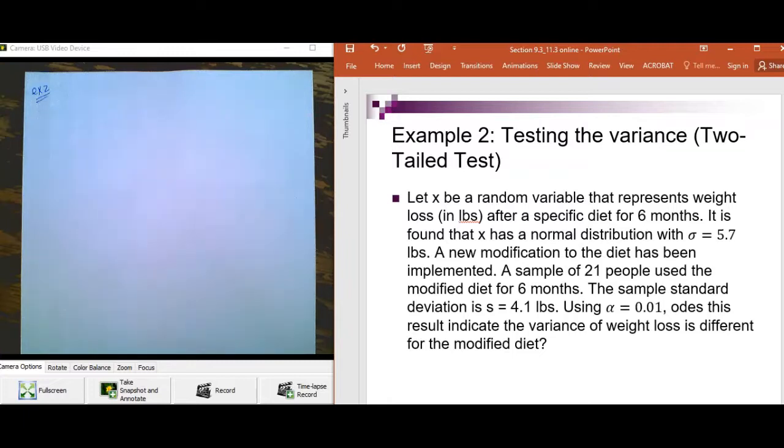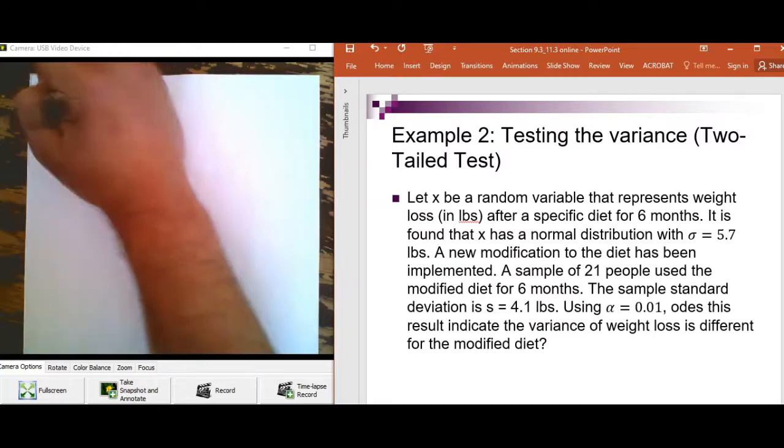All right, so it says let x be a random variable that represents weight loss after a specific diet for 6 months. It is found that x has a normal distribution with sigma equal to 5.7 pounds. A new modification to the diet has been implemented. A sample of 21 people used the modified diet for 6 months. The sample standard deviation is 4.1 pounds. Using the 0.01 level, does this result indicate that the variance of weight loss is different from the modified diet?